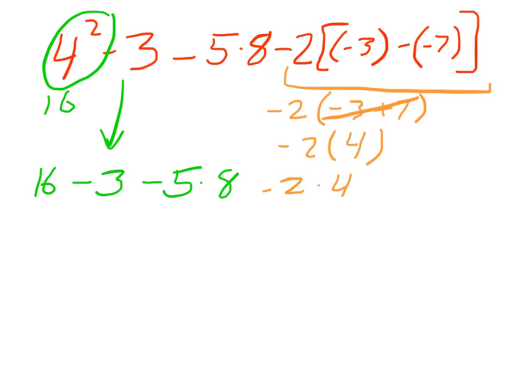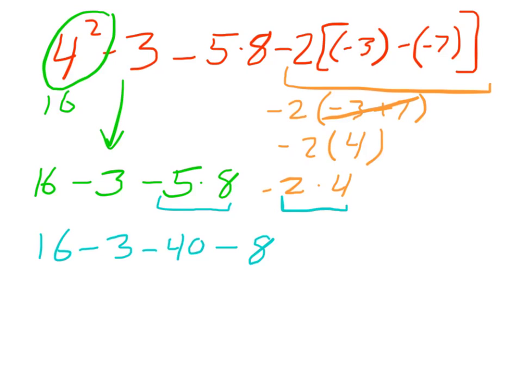So here we go. That means multiplication. Well, I'm multiplying that and I'm multiplying that. So now I've got 16 minus 3 minus 5 times 8 is 40. 2 times 4 is 8. Okay, please excuse my dear, there's no division, Aunt Sally. Well, now I've got a subtraction.